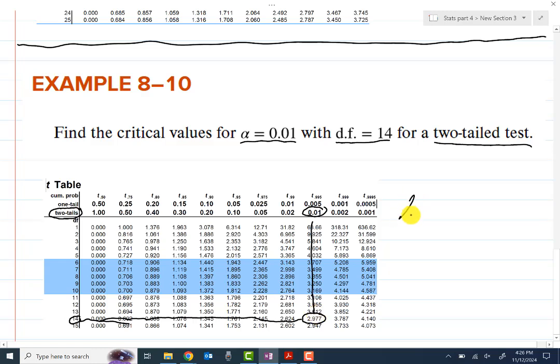2.977. So in a two-tailed test, you have this. So you actually get two t values doing that.